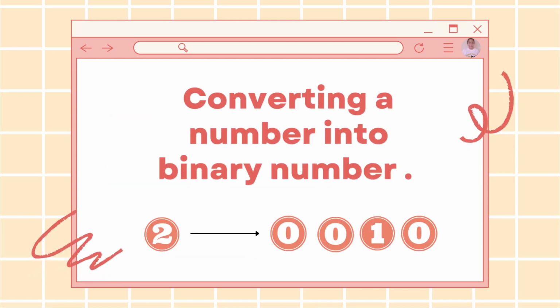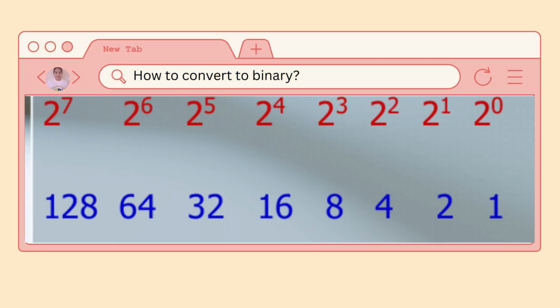Converting a number to binary number. How to convert to binary. Since the binary system consists of two digits, each column is worth twice the one before. Hence, it is placed/raised to the power of 2. To convert to binary, you must use the products of the multiplication, so the numbers in blue.